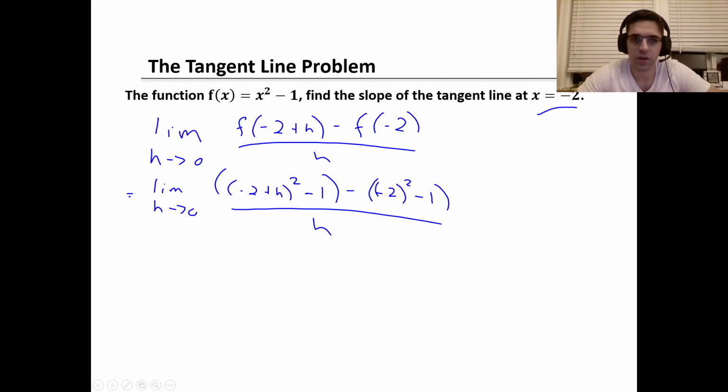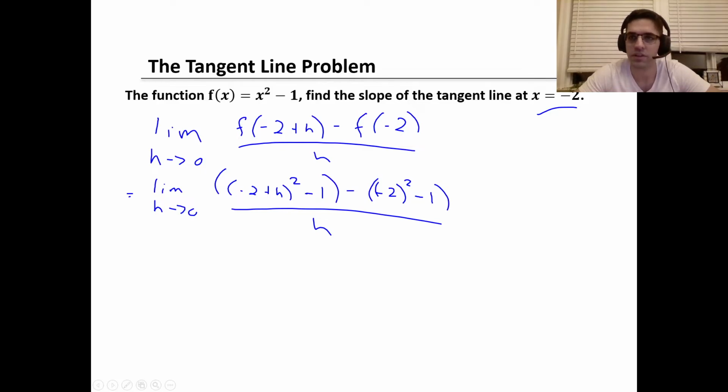All right, so here's our function. Instead of a graph, it's just a function. f of x is equal to x squared minus 1. What is the slope of the tangent line at x equals -2? Well, we're going to plug in -2 for our a value. So we have the limit as h approaches 0 of f of -2 plus h minus f of -2 all over h.